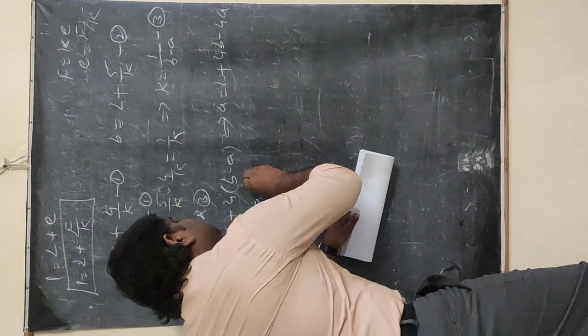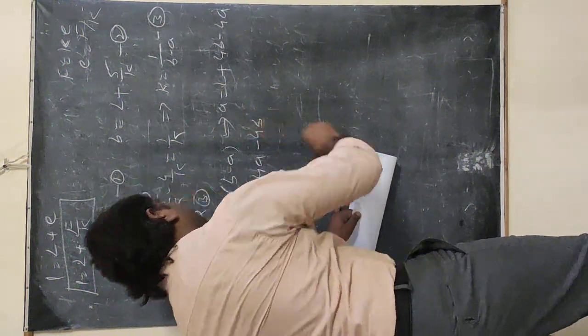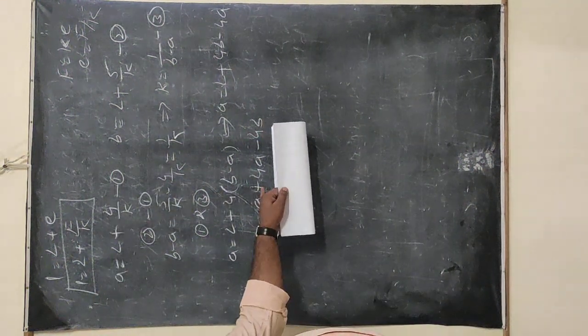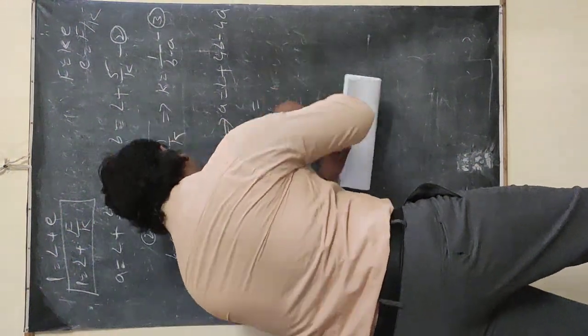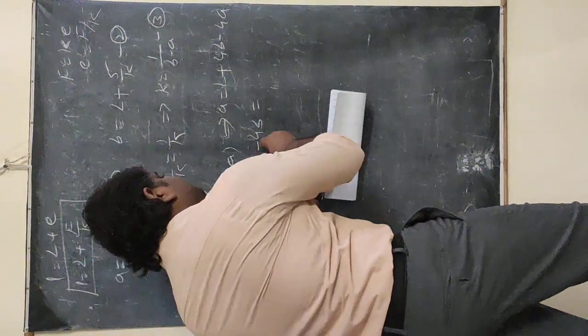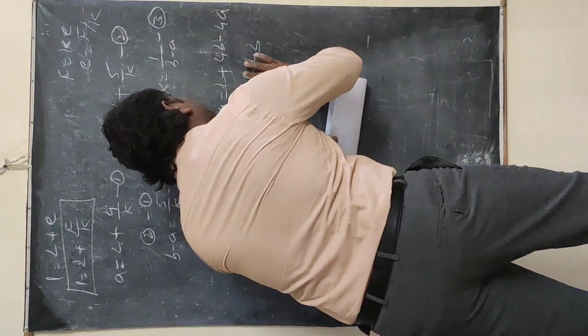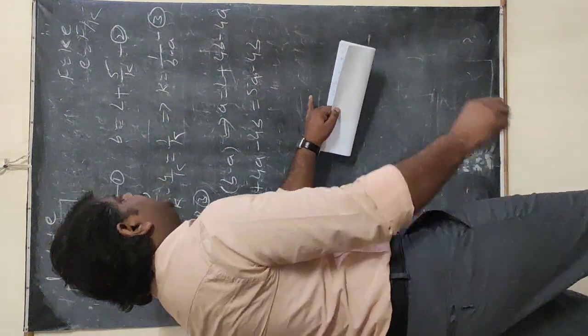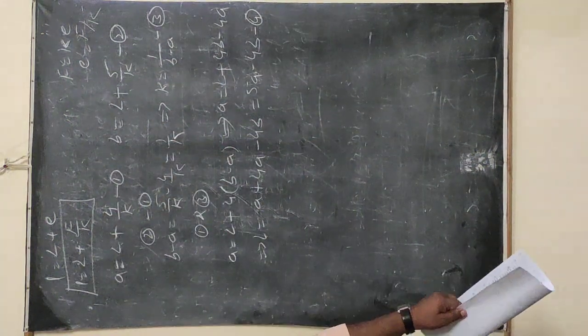A plus 4A minus 4B. L is equal to A plus 4A minus 4B. That is equal to 5A minus 4B. You can call it equation number 4.